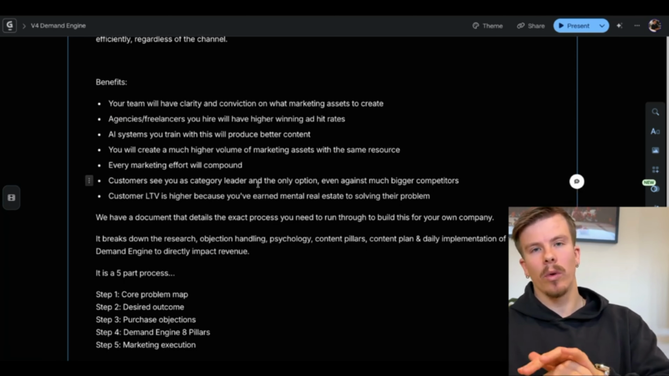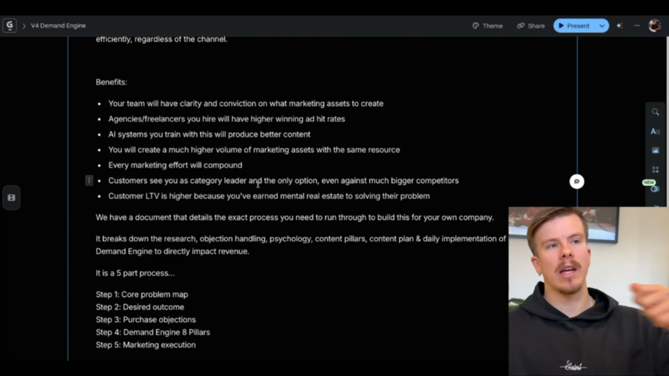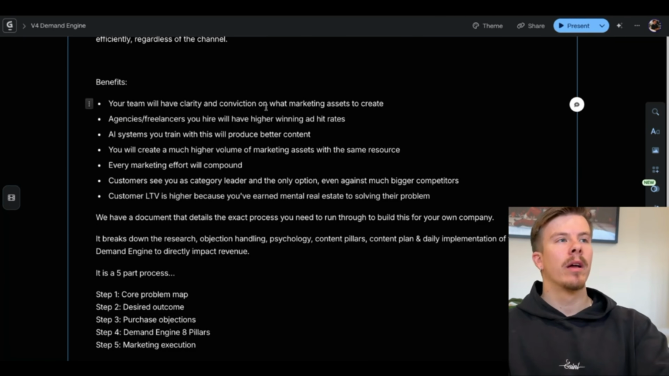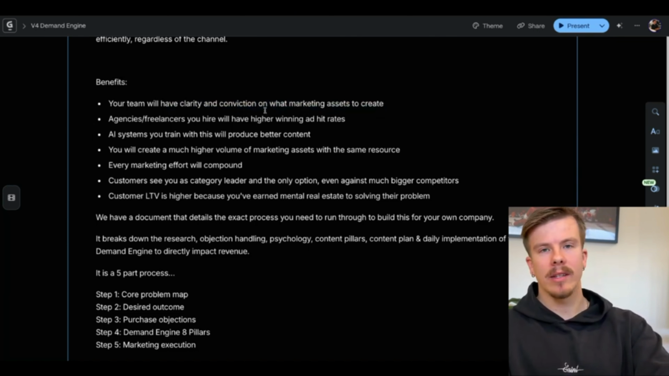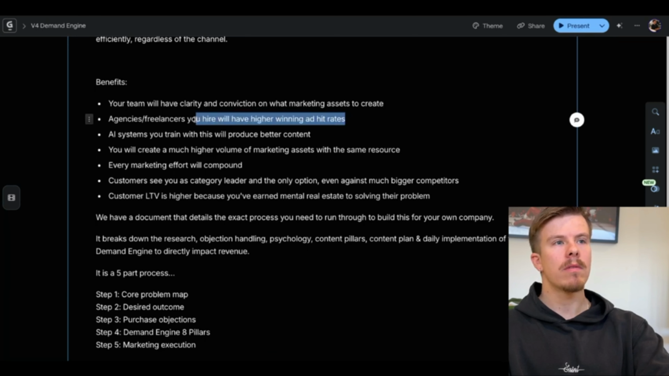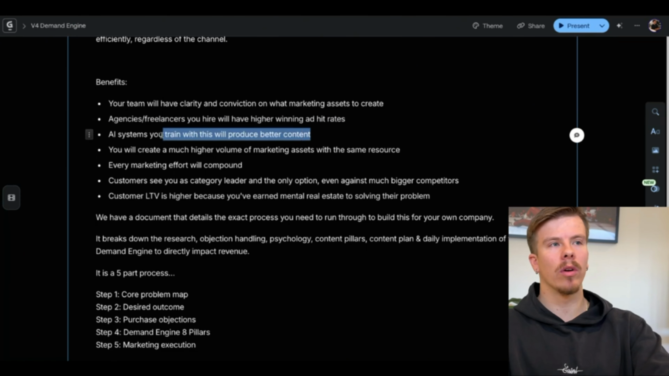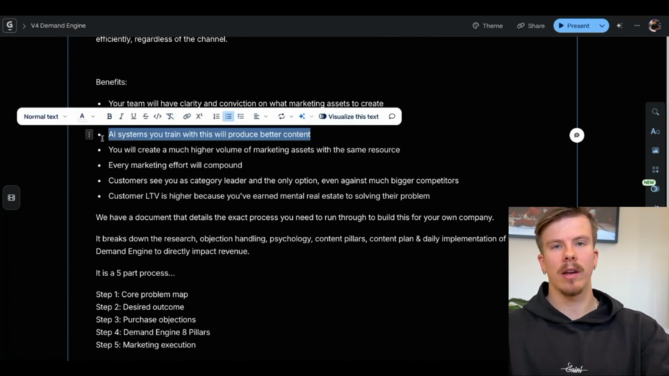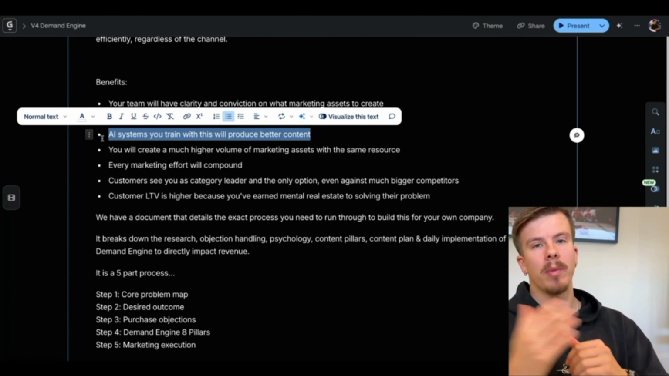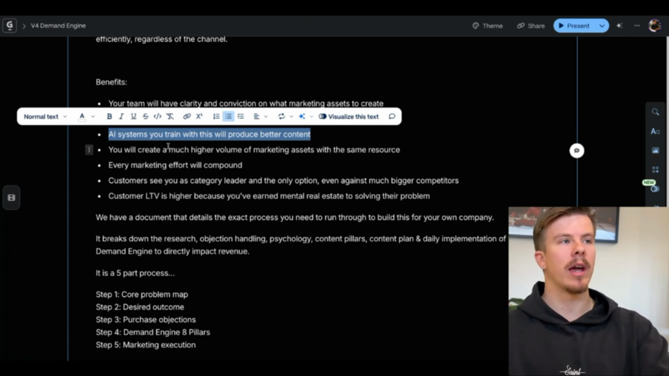So if you install a demand engine, which you can get access to if you download it on this page, some of the benefits you'll see is your team will have clarity and conviction on what marketing assets to create. Agencies and freelancers you hire will have higher winning ad rates or content rates. The AI systems that you train with this content, with this system that you build, will produce better content for you. They'll be more educated.